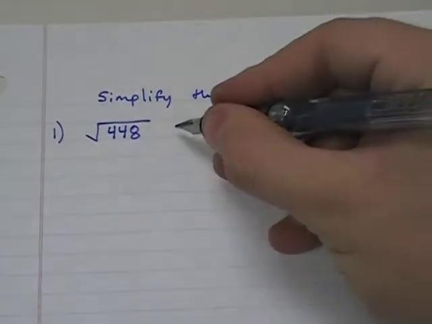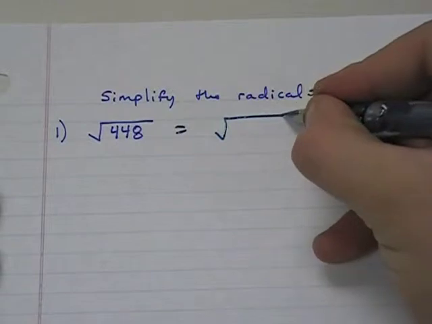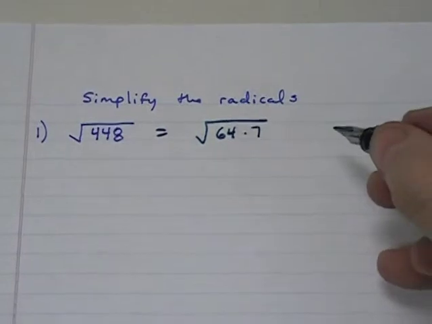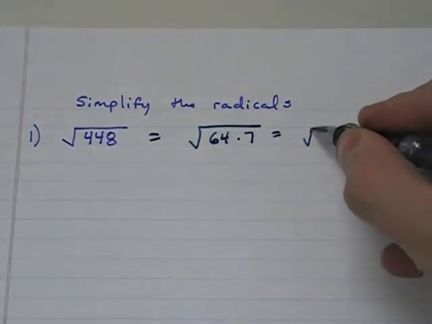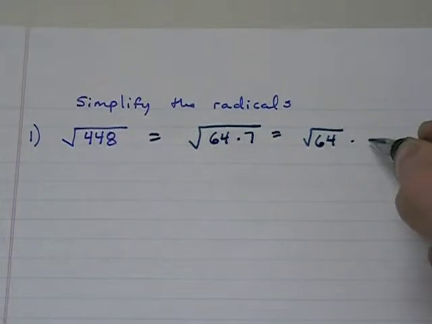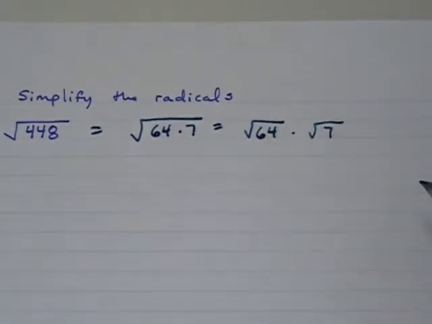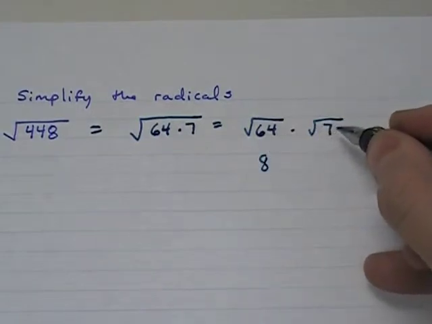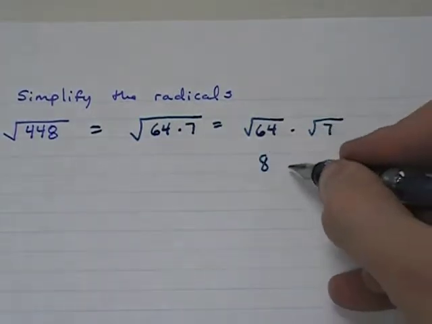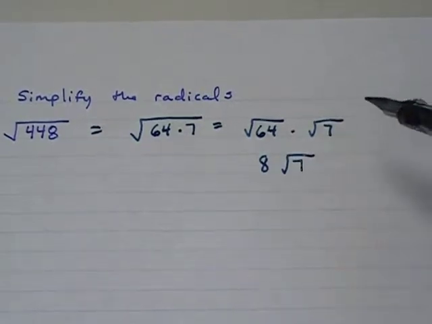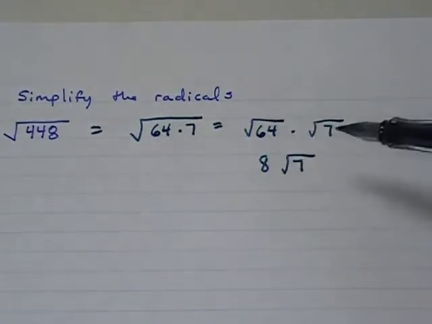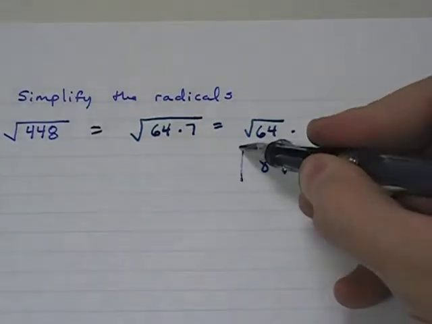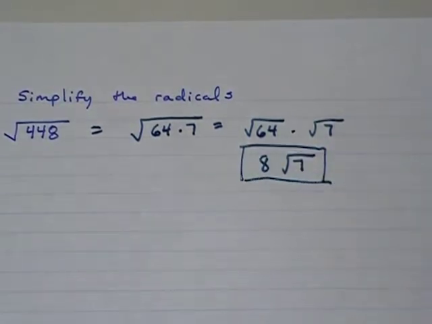If I experiment with this a little bit, what I find is 448 is the same as 64 times 7. And our rules for radicals say that we can break that into two separate radicals. 64 times 7. What is the square root of 64? 8. What's the square root of 7? It's not a perfect square, so we leave it under the radical. Anything that's a perfect square, we take the square root and bring it out. Anything that is not a perfect square, we leave it under the radical. And there is our simplified answer, 8 square root of 7.